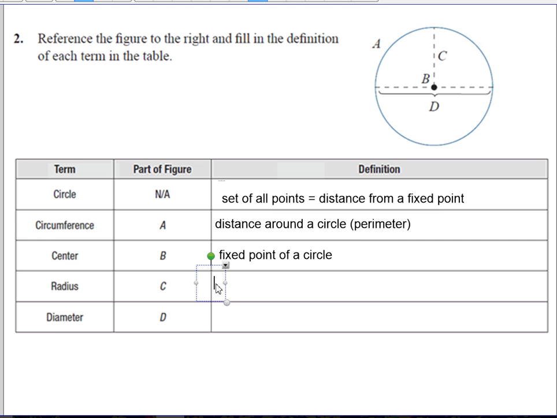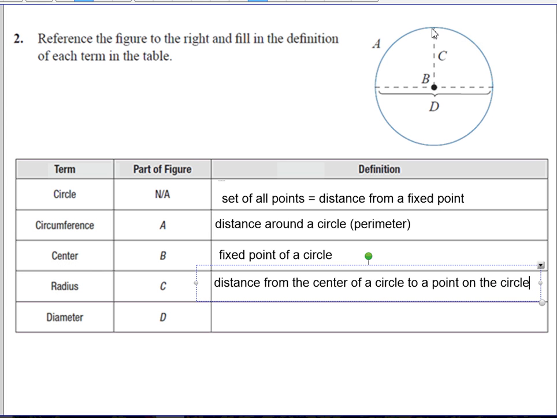Now the radius of a circle is the distance from the center of a circle to a point on the circle. And they've given us an example SC up here. But obviously we can make this look like a wagon wheel and draw several different radii, that's the plural for radius, through here. So any line drawn from the center of the circle out to the circle is called a radius.